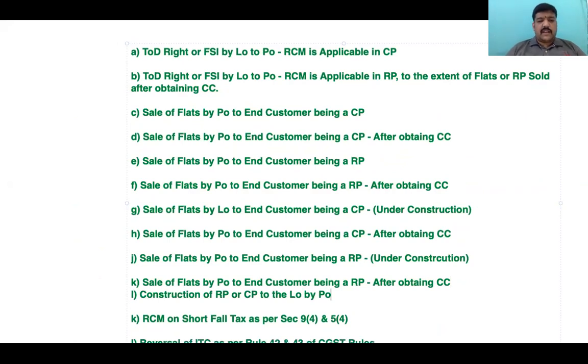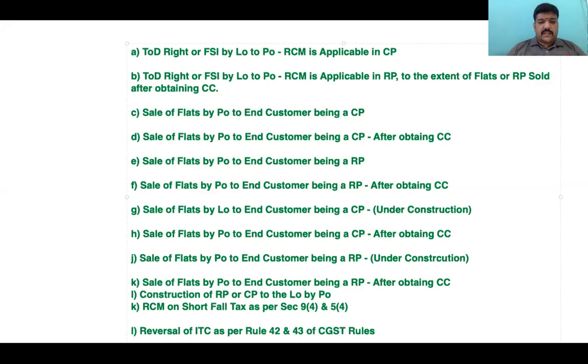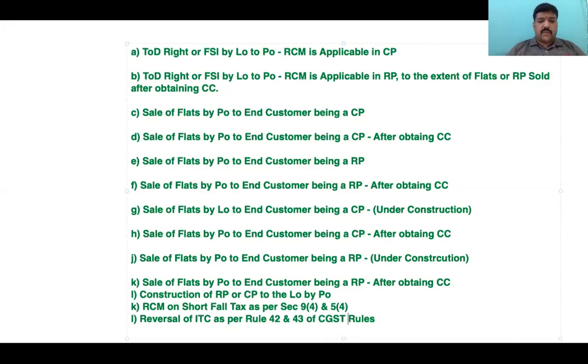These are all transactions. I just want to highlight to you. When we are aware of all these transactions, we can close down that yes, we are really done with the transactions. Something and all is a little easy. Straight away, C, D, E, F, you can easily answer. Sale of flat by promoter to end consumer, being a commercial property, taxable when it is under construction. After construction, if you supply, it is exempted.